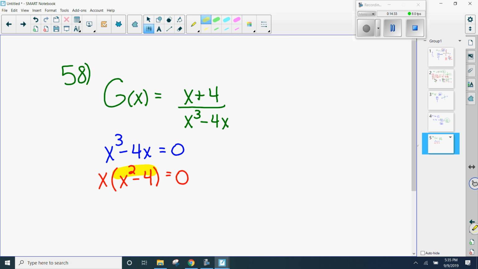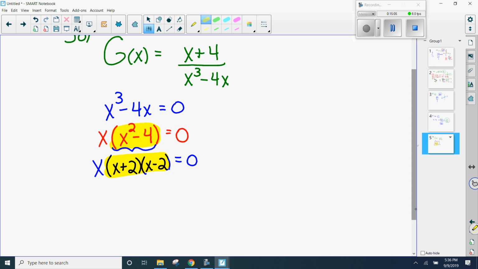If you look at x squared minus 4, that's the difference of perfect squares, and you can factor that again. And if you factor that again, that factors into the quantity x plus 2 and the quantity x minus 2. The difference of perfect squares factors into its conjugates. So the highlighted region, the quantity x plus 2, the quantity x minus 2, is just the factoring of the difference of perfect squares of x squared minus 4.